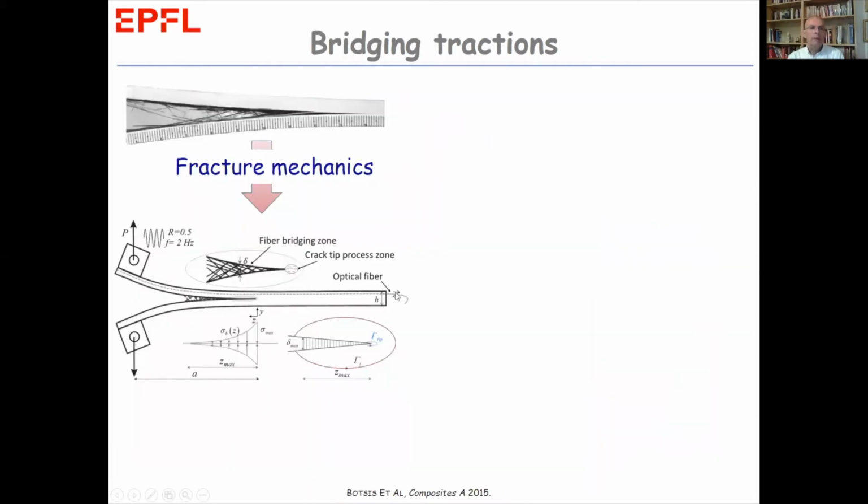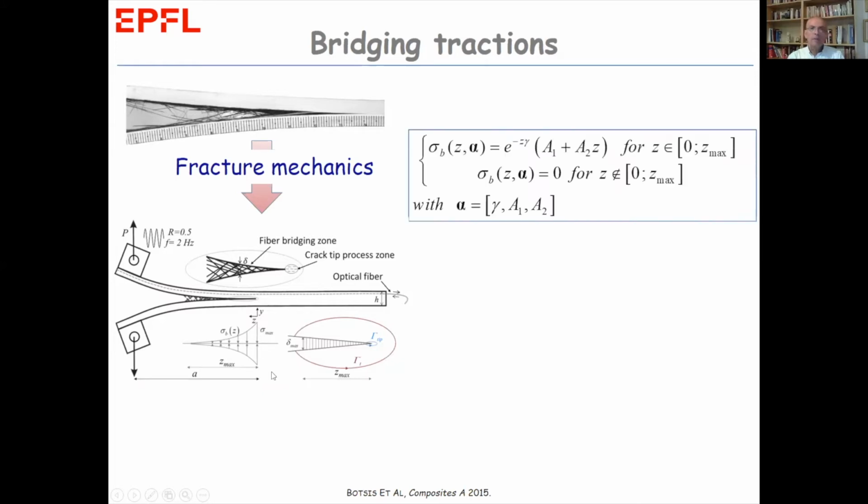Now here is how we do it. We replace the bridging zone, the bridging fibers, by a continuous stress distribution under the bridging zone that we call bridging tractions. Now we consider these bridging tractions to be in this form: it is the product of two functions, an exponential one and a linear one, with 3 constants, 3 parameters.